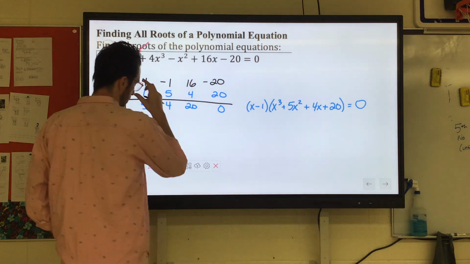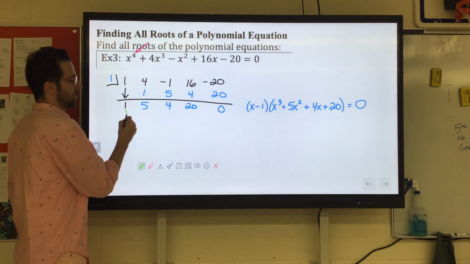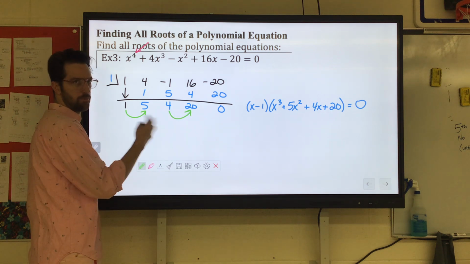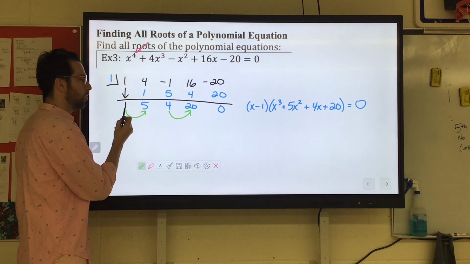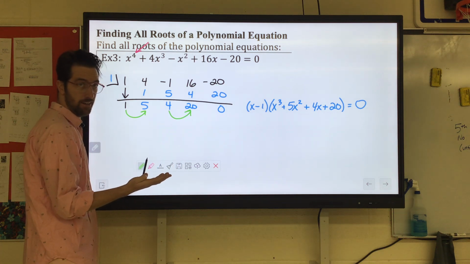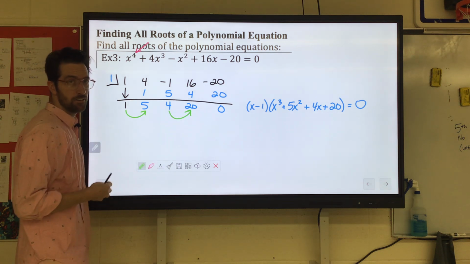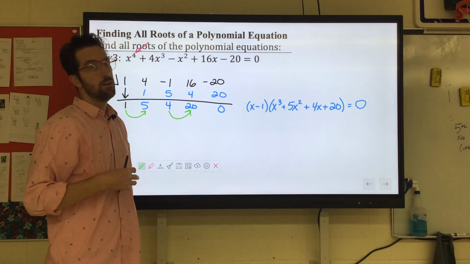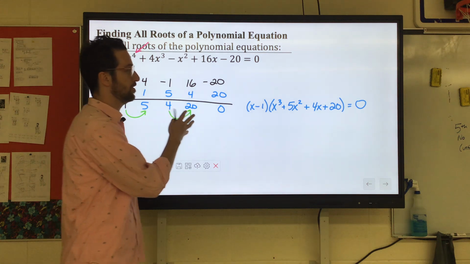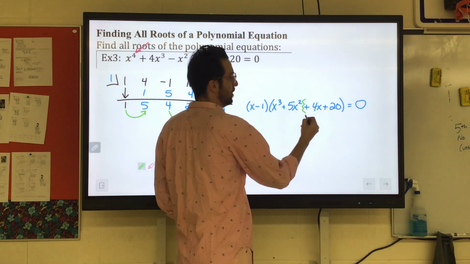However, here's things to look for. See if these two terms and these two terms are proportionally equivalent. 1 times 5 is 5. Is 4 times 5 20? Yeah, it is. So that's a good indicator that we could do some factoring by grouping, which I would prefer over testing more numbers with synthetic division. So we could split it down the middle here.